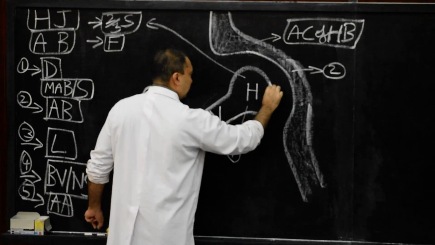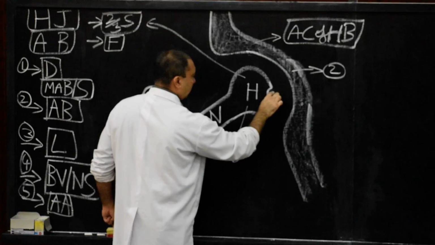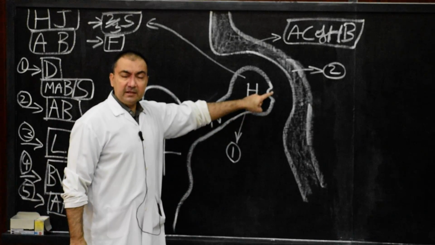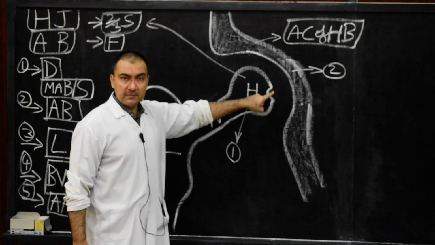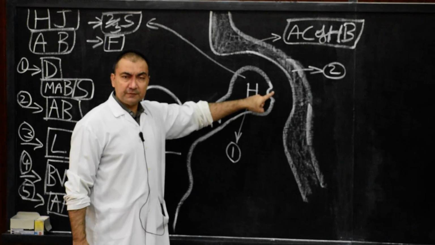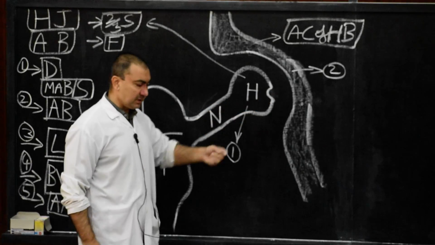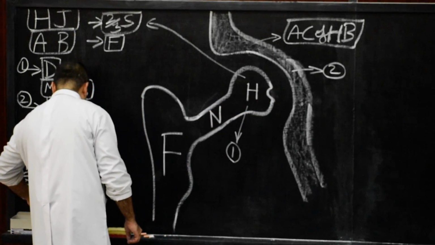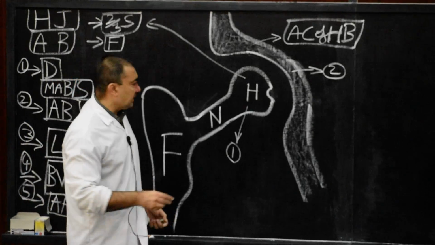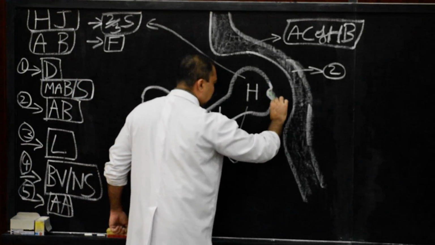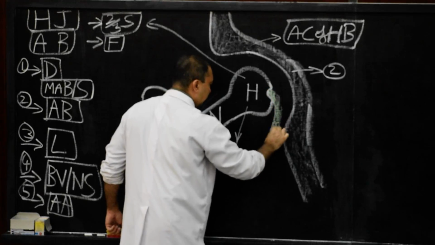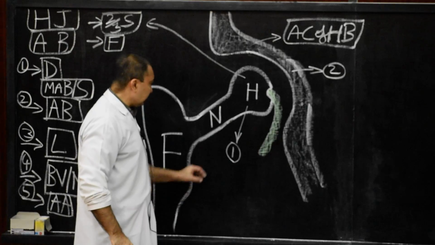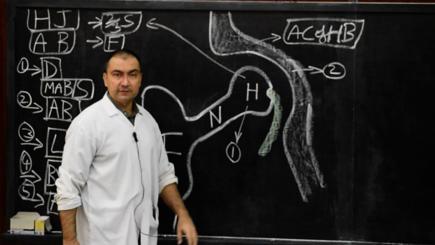So here you will have a small depression in the middle of the sphere of the head of the femur. This is called fovea. And in the fovea there is attachment of the ligament of the head of the femur, or ligamentum teres. So this is how the ligament of the head of the femur is attached to this fovea.